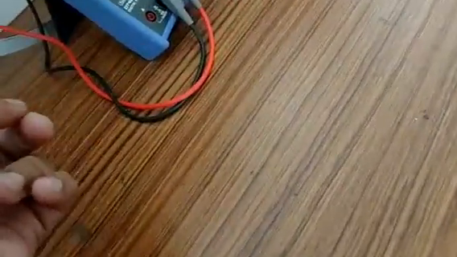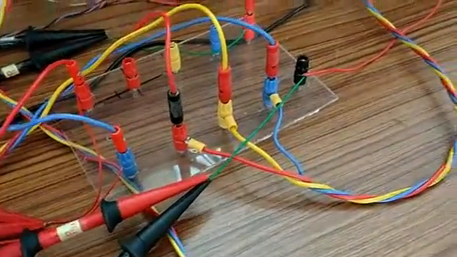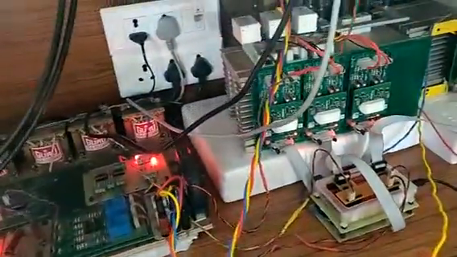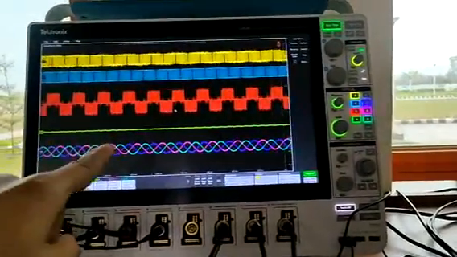As you can see, this one is the P4 and this is the midpoint of the capacitors. These two wires are the midpoint of the two capacitors, where the P4 channel is connected. P4 plus is here and P4 minus is here, which is connected to the fourth channel. As you can see on the fourth channel, the common mode voltage is completely zero in this case.